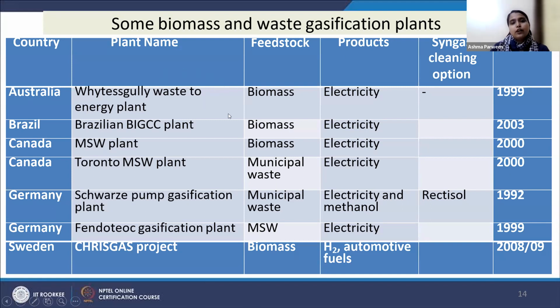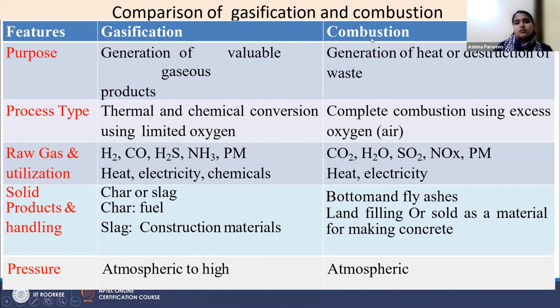So these are some of the biomass and waste gasification plants, and we can see that the majority of the end product is used for electricity production. Next is comparison between gasification and combustion. In gasification, what we do is we provide a controlled amount of oxygen to convert our biomass into some useful or valuable gaseous product. But in combustion, we provide ample amount of oxygen or air to oxidize the biomass to CO2, H2O, SO2 or whatever the composition of biomass is.